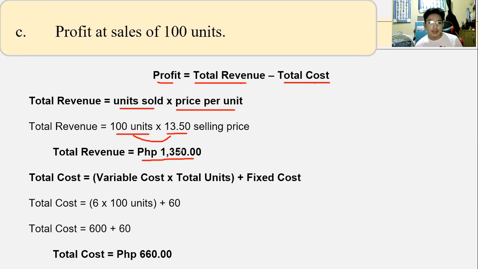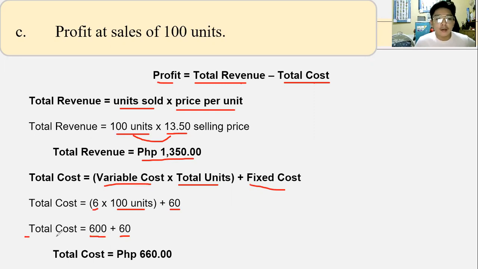The next thing that we're going to get is the total cost. What is the total cost? Total cost is equal to variable cost times total units plus fixed cost. Okay, so we have here the fixed cost. We're just going to copy this from the problem, 60. And how do we get the variable cost? The variable cost is 6 pesos, and the units produced is 100 units. So to get the total variable cost, we have 6 variable cost times 100 units produced, which is equal to 600.